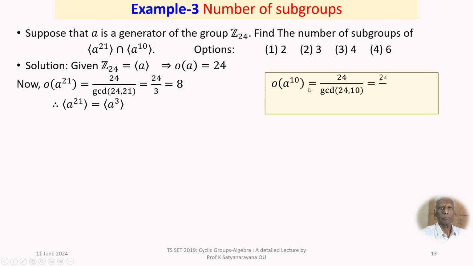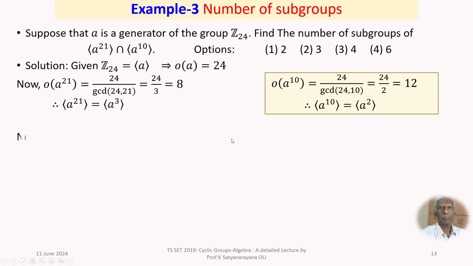Order of a power 10 is equal to 24 by GCD of 24 comma 10. That is 24 by 2, that is 12. So what is that element A, element of G, whose order is 12, the lowest powers? A square, a power 24 by 12, and that is a power 10 is equal to a power 12 by 24 by 12, that is a square.